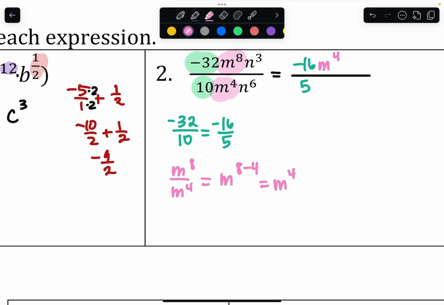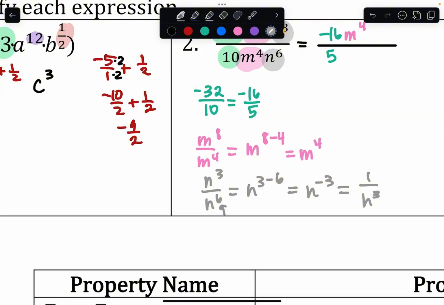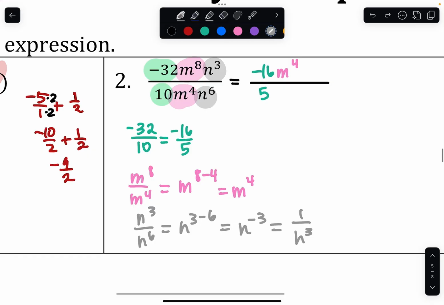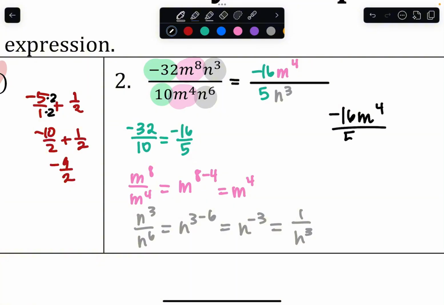And then lastly, we have n to the 3rd and n to the 6th. N to the 3rd over n to the 6th. That would be 3 minus the 6, which would give me n to the negative 3, which means n to the positive 3 really should have been on bottom. And we can see that. We have more copies of n being multiplied on bottom, and so as they cancel, we would be left with more copies on bottom. So I'm going to write n to the 3rd power below the fraction. So my final answer, 1 fraction, negative 16m to the 4th, over 5n to the 3rd.